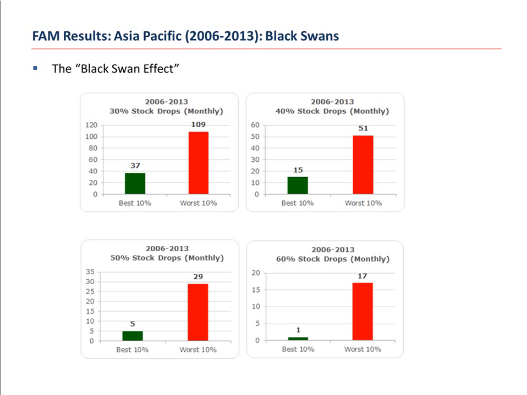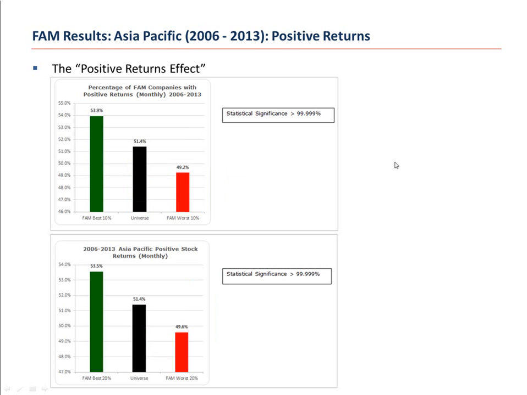But why is it that the best rated companies have better returns? That's our second phenomenon. I call it the positive returns effect. Looking at monthly stock returns from 2006 to 2013, so 8 years, we simply measured how often, by month, the best rated 10% of companies actually had positive stock returns compared to the worst rated companies. And by positive, I mean literally greater than 0%. Turns out the best rated 10% of FAM companies have positive stock returns 54% of the time. The worst rated companies only had positive returns 49.2% of the time.